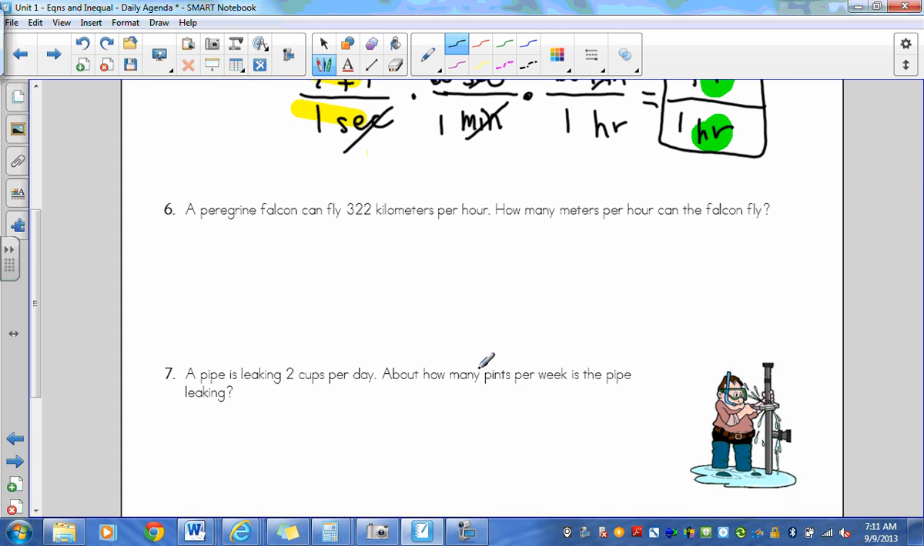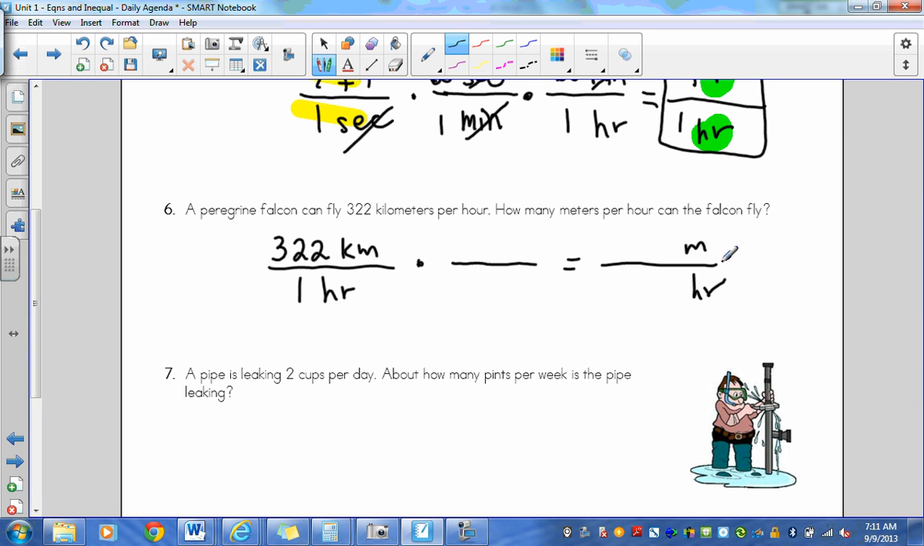The peregrine falcon can fly 322 kilometers per hour. How many meters per hour can the peregrine falcon fly? This is an example of doing it with metric instead of customary. Kilometers is a metric unit, and so is meters. Okay. Something you should know is that 1,000 meters are in a kilometer.